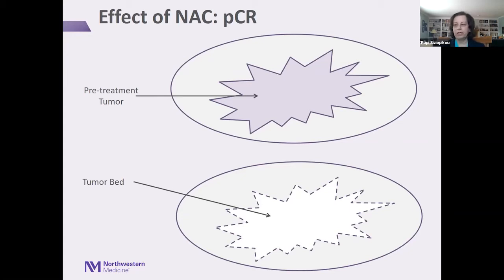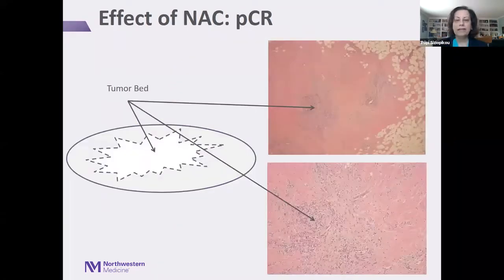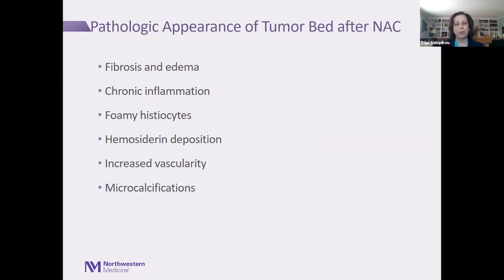In the best case scenario, neoadjuvant chemotherapy is highly effective. All tumor cells are killed, the entire tumor melts away, and the only thing that is left behind is the tumor bed. So under the microscope, the pathologist now does not see any residual tumor cells at all. Instead, the only evidence is remodeling of the tissue, as we can see in these histologic pictures. Specifically, we see fibrosis and edema, chronic inflammation, foamy histiocytes, hemosiderin deposition, increased vascularity, and stromal microcalcifications, but no residual tumor cells.